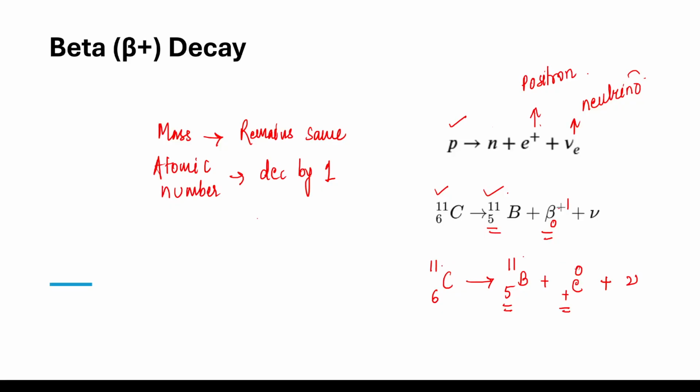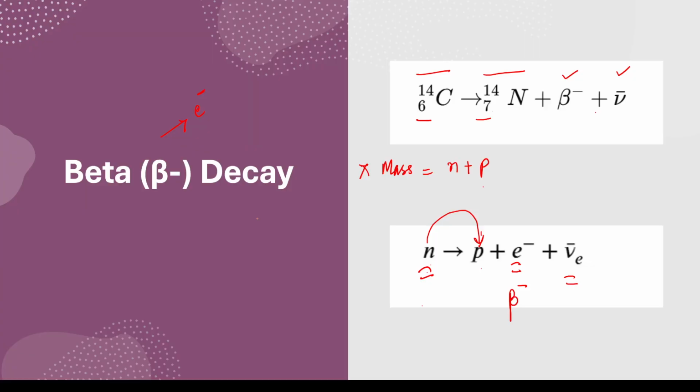If I want to write the previous one, the beta minus, I can write it like this: 6C14 gives 7N14 plus minus 1 E0 plus an antineutrino. So 7 minus 1 is 6, 14 plus 0 is 14, and this is 14. So you just need to balance.